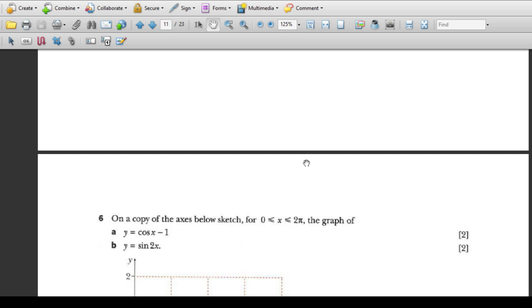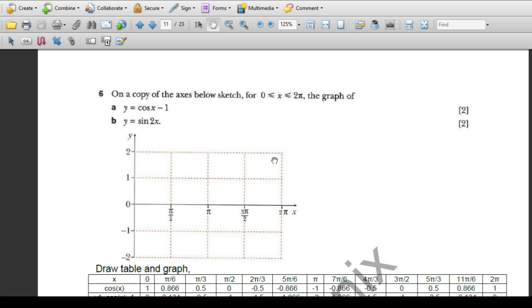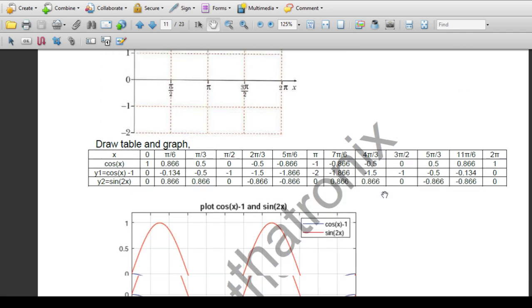Now move on to question number 6, part A. On a copy of the axis below, sketch 0 to 2 pi. So we have to sketch y is equal to cos x minus 1 and y is equal to sine 2x on the same graph.